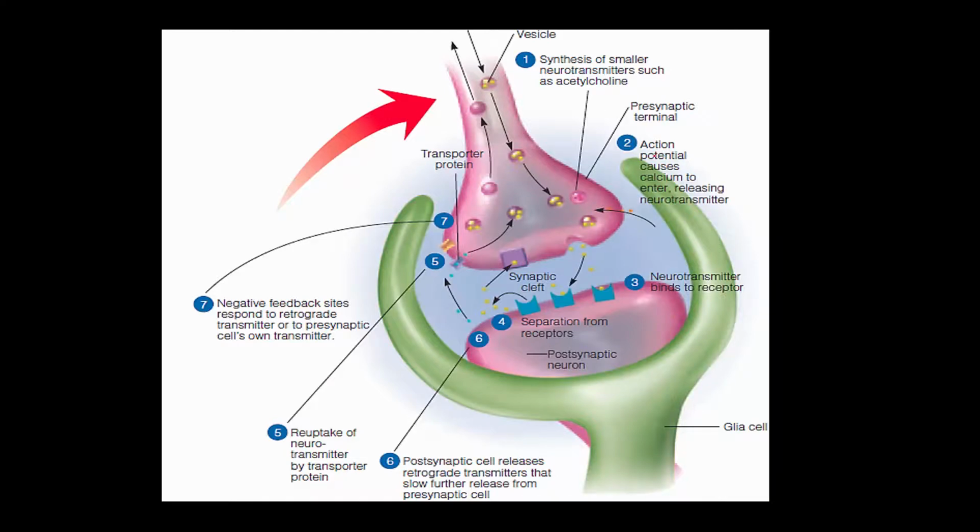Action potential is going to cause calcium to enter. That's going to result in the release of neurotransmitter. Neurotransmitter is going to diffuse across the synaptic cleft and bind to receptors. As long as we're bound to these receptors, we'll have an effect. Now, these don't stay bound forever. It's not a covalent bond. Think of it as a handshake.